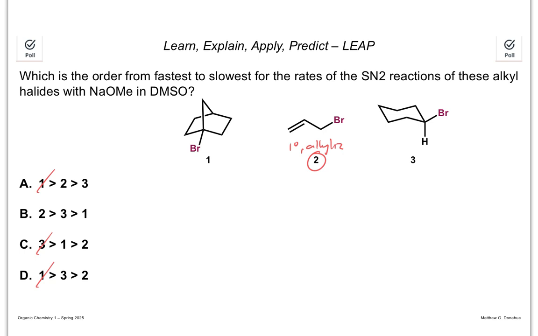Choice 3 there is secondary, and the first choice there is tertiary. Really we're just putting the class into the rank. So the SN2 rate was methyl greater than primary, greater than secondary, and essentially tertiaries are unreactive in SN2.